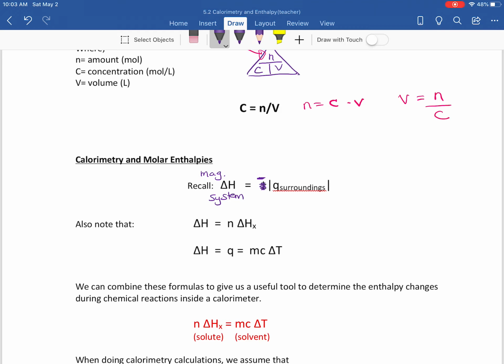The other equations that we're going to be working with include delta H, my enthalpy change. Enthalpy change equals the number of moles times the molar enthalpy. That makes sense, because you should get the same units. Also, delta H equals negative Q, and Q equals MC delta T.